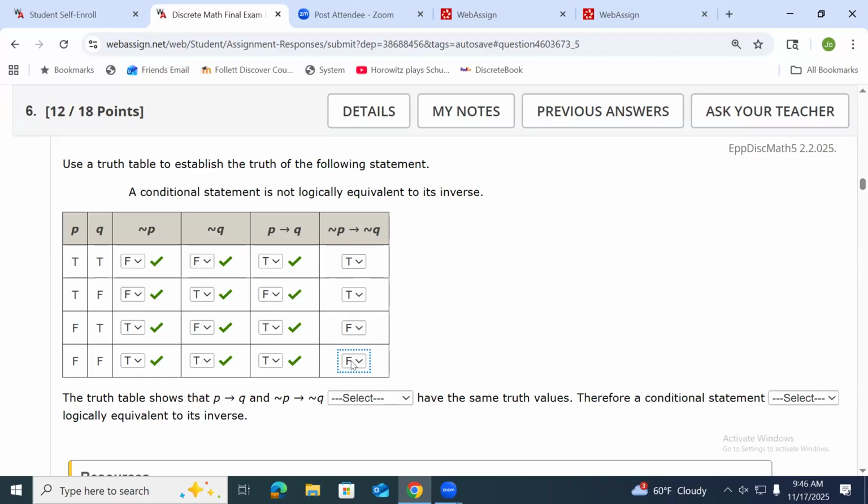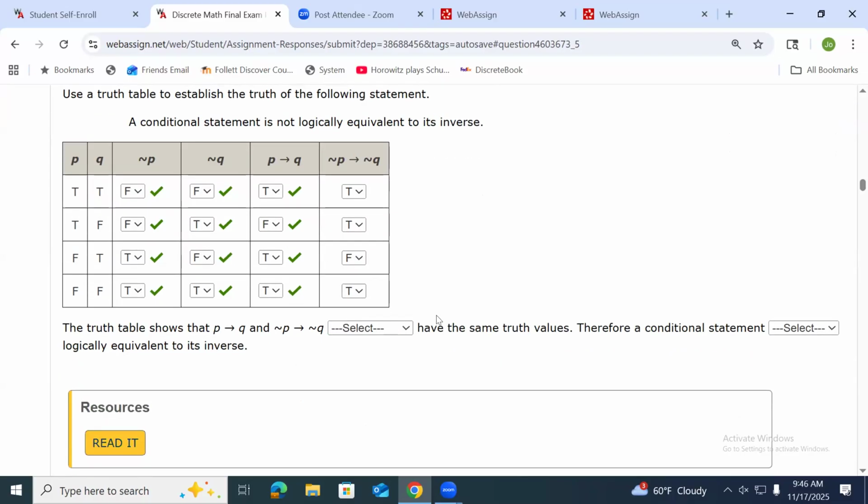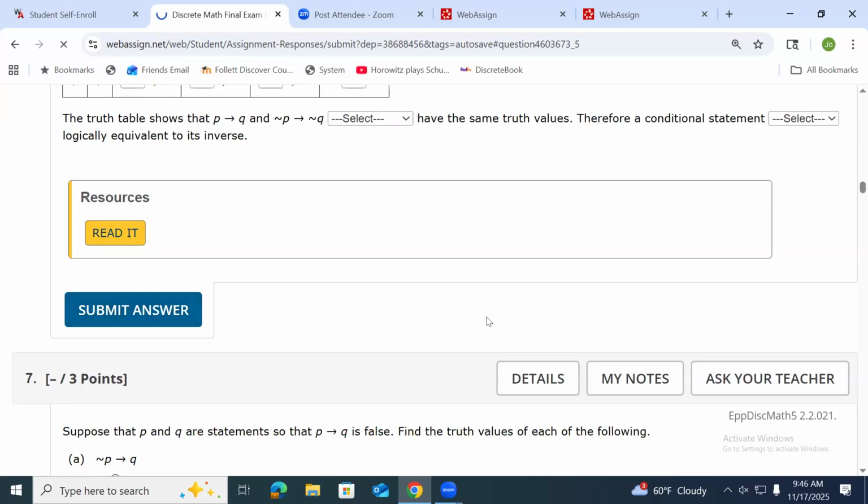Okay, so what's true? I'm sorry, my fault. TTFT. Okay. So let me check those answers. And what does this truth table show?